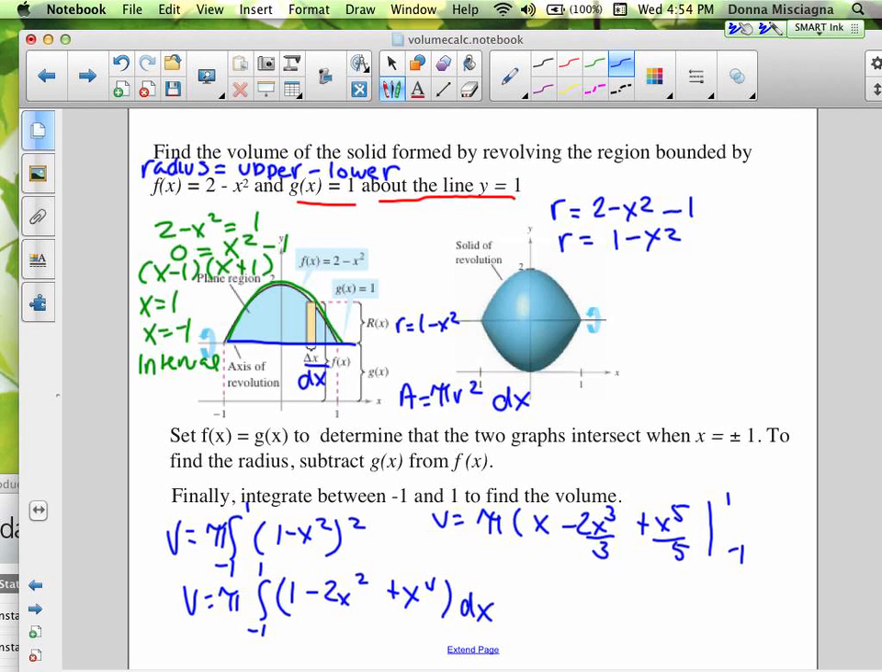I'm going to try and squeeze it in here. I really would like a little more room, but I can't stretch because my microphone only reaches so far. So our volume, and I need to explain the parentheses, is pi times 1 minus 2 times 1 cubed divided by 3 plus 1 to the 5th divided by 5. Then subtract from that the same thing, but with negative 1. So we'll have negative 1 minus 2 times negative 1. Oops, that now looks like a negative 11.